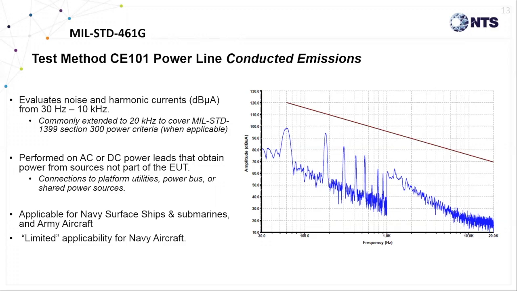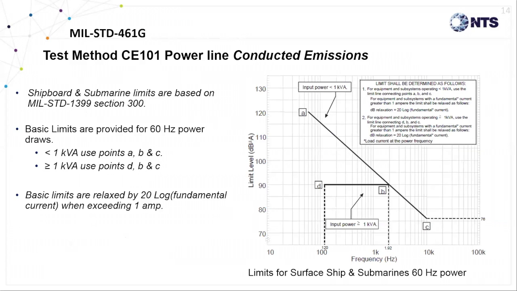CE101 is applicable to Navy surface ships and submarines and has limited applicability for Navy aircraft platforms. The Navy shipboard submarine limits for 60 hertz power shown here are driven by the amount of power the EUT draws during its normal operation.